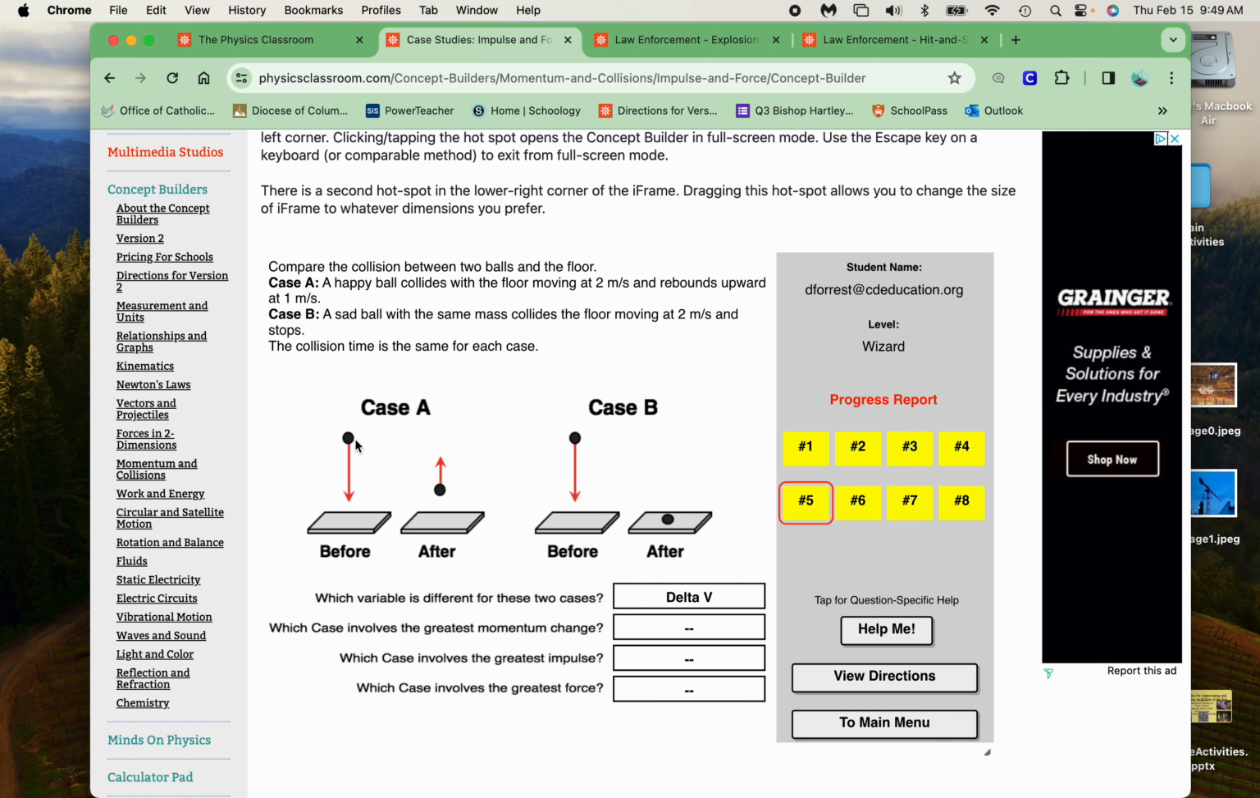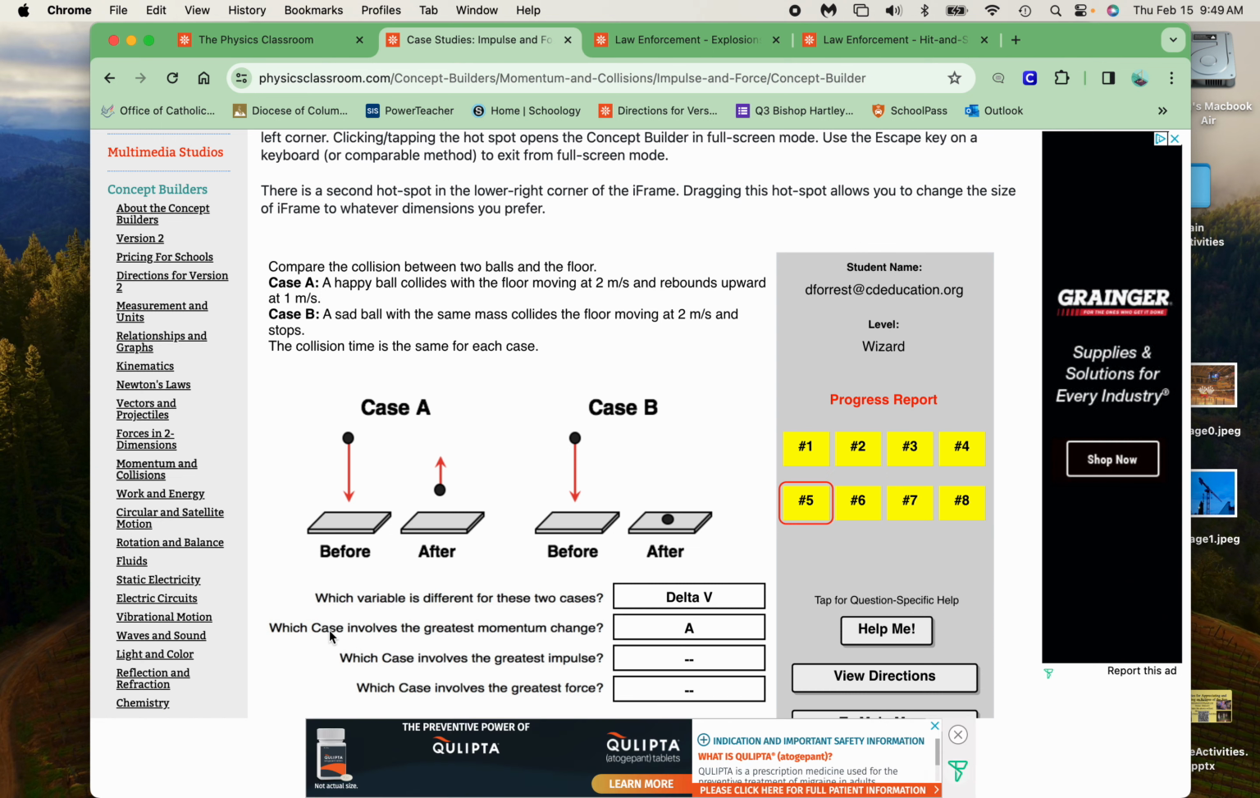Delta V, I think that is different, because this one's going down and then bounces up. This one's going down and just stays there. Time is the same because it says the collision time is the same for each case. So delta V is the one I want. Which case involves the greatest momentum change? Well, you might think this does because things are completely stopped, but in this particular case, it's going down and then back up. That's a greater change in velocity. For example, this is a change of velocity of 3 meters per second. This is a change of velocity of only 2 meters per second. So that's going to be case A.